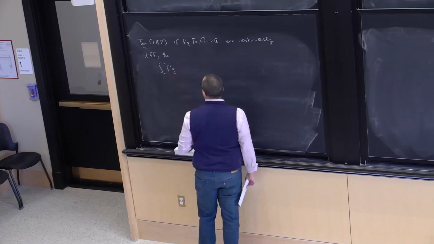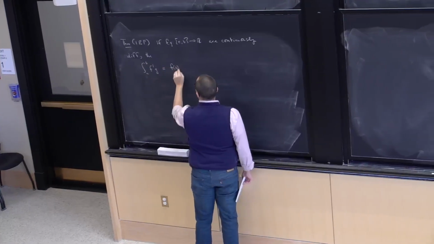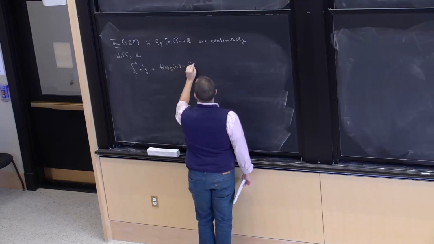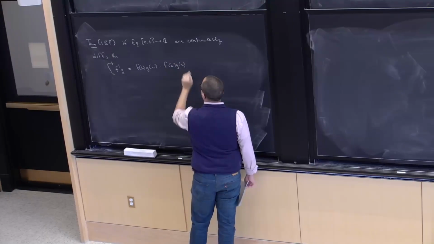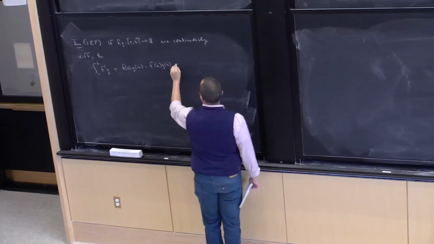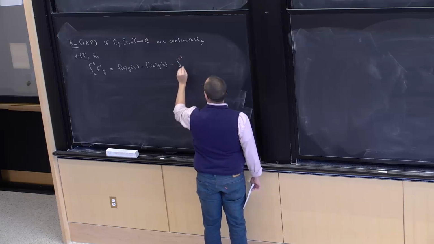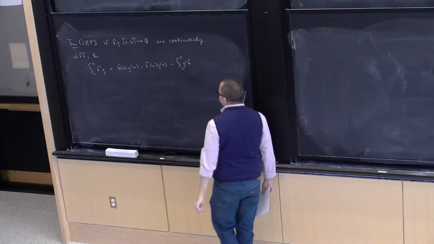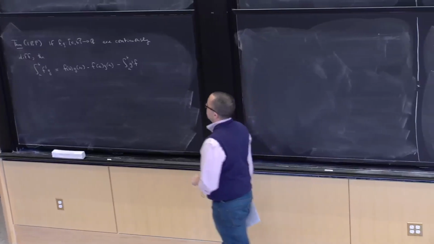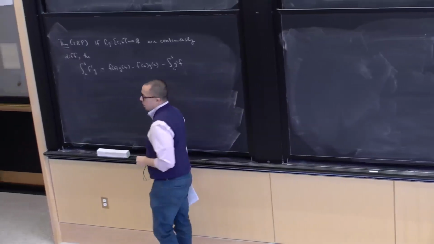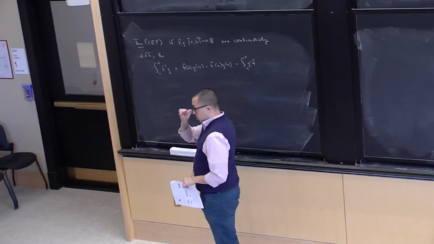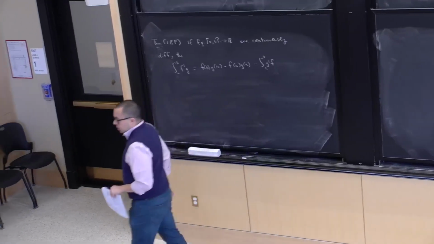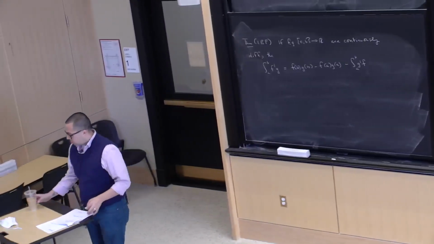The integral of f prime times g is equal to f of b, g of b, minus f of a, g of a, minus the integral from a to b of g prime f. Okay, so I can shift that derivative over from f to g. And this is, apart from the triangle inequality, probably one of the most useful theorems that comes out of calculus other than the fundamental theorem of calculus.